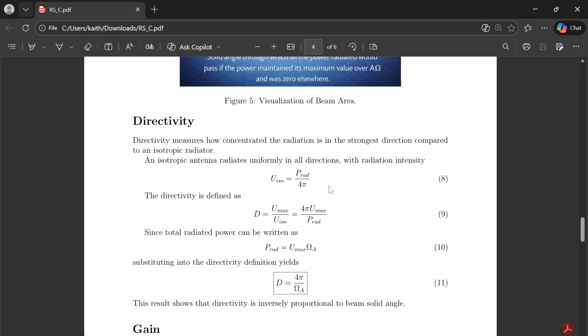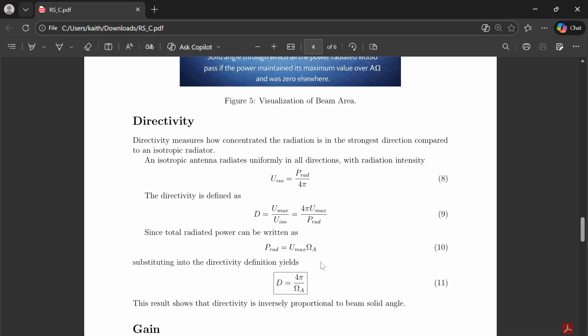So now, as I said in the definition of directivity above, the directivity is defined as the maximum radiation intensity divided by the radiation intensity of the isotropic antenna, which is U max by U iso. If you substitute this in this, you'll get 4 pi U max by radiated power. Now, the radiated power you can write as the maximum radiation intensity multiplied by the beam angle.